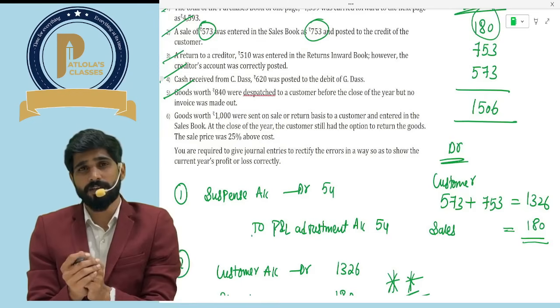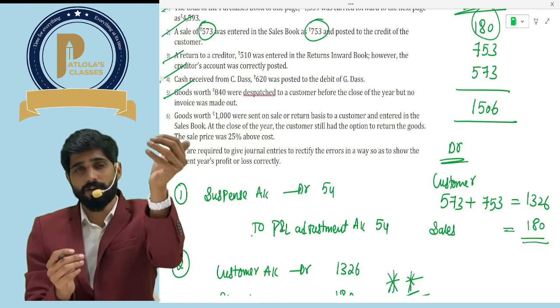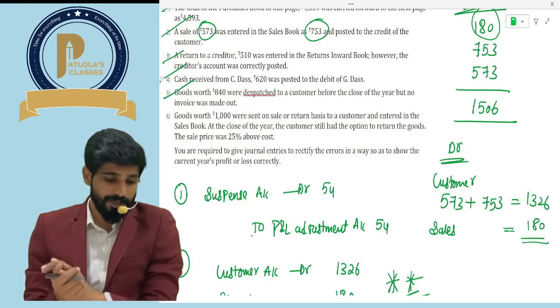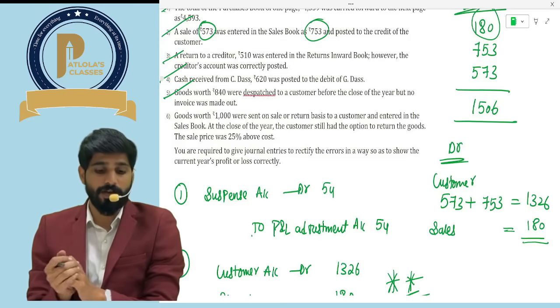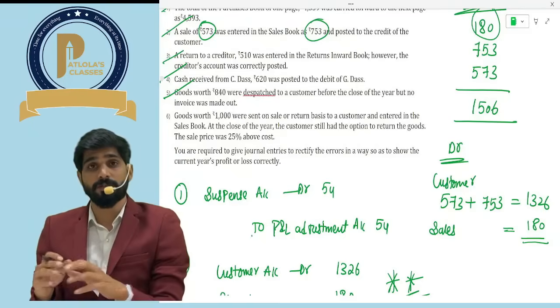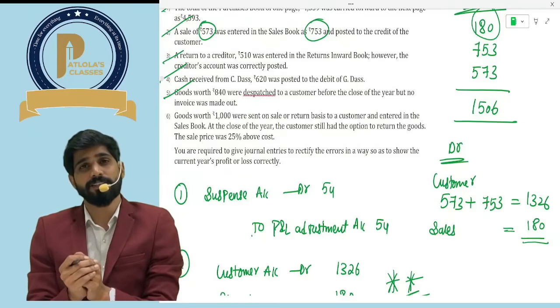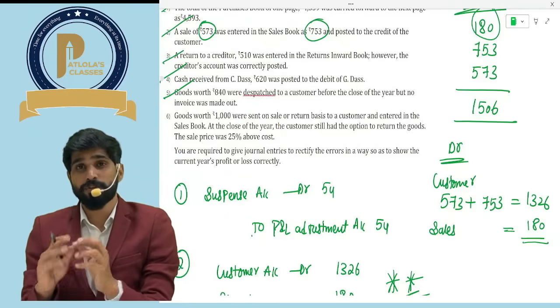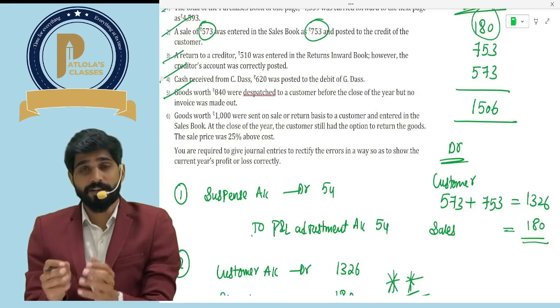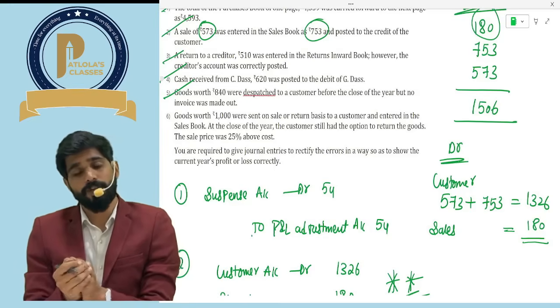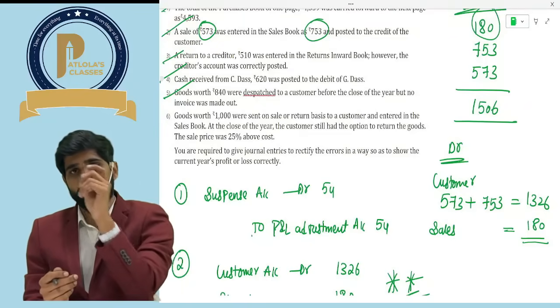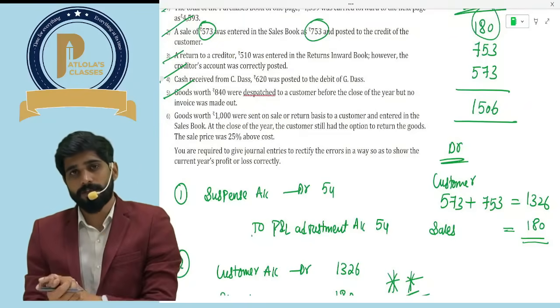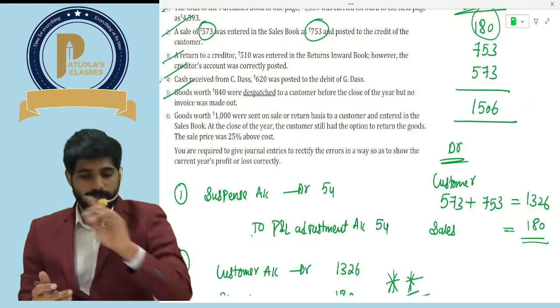So you have written an entry customer account debit or debtors account debit to sales, but at the close of the year the customer still had the option to return the goods, meaning the customer has not yet accepted. So can I say whatever entry you passed assuming that they will accept should be reversed now? Yes. At the time of sale, what will be the entry? Customer account debit or debtors account debit to sales. Now the entry will be sales account debit to debtors.